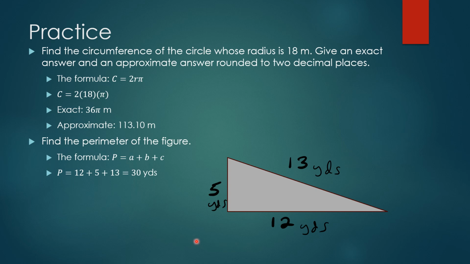When it comes to the second question, we have a triangle. So by definition, we're just adding the sides together. So we're left with 5 plus 12 plus 13, which is going to give us a total of 30 yards.